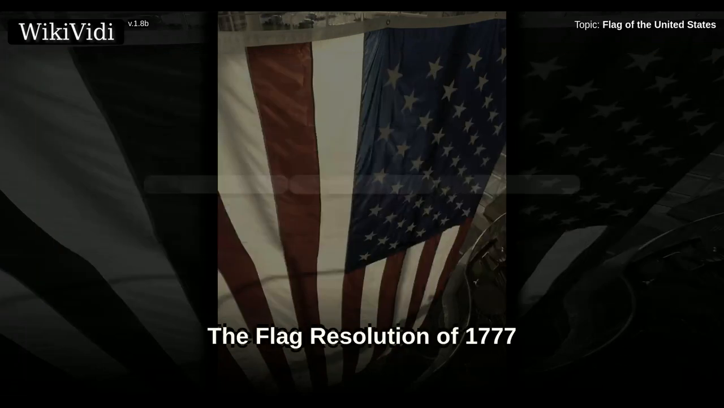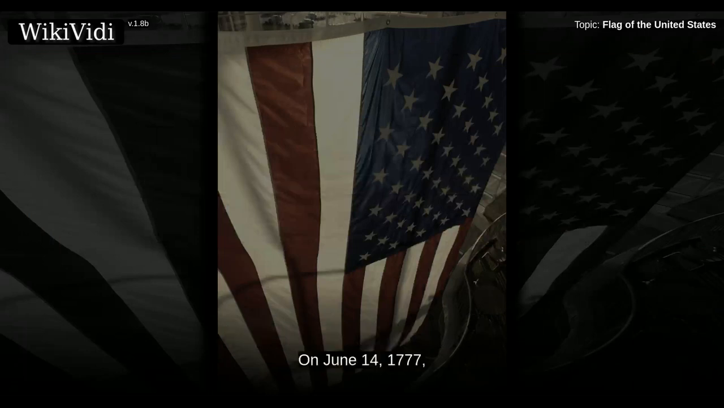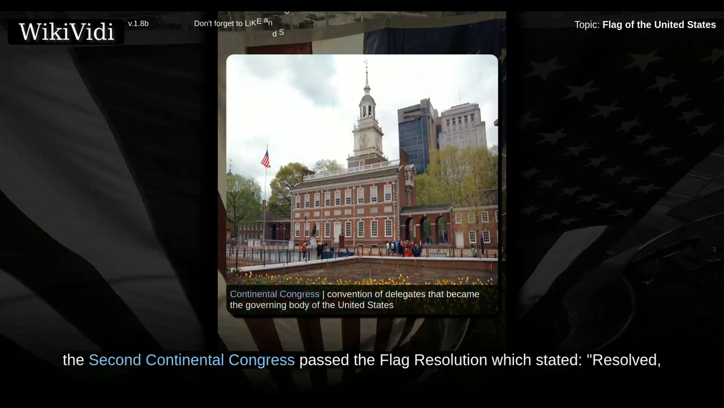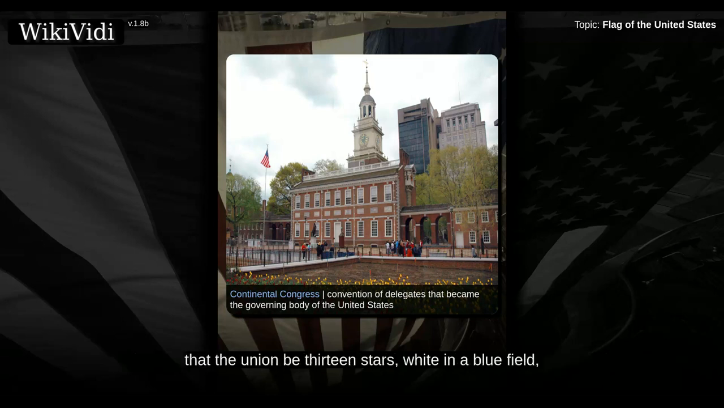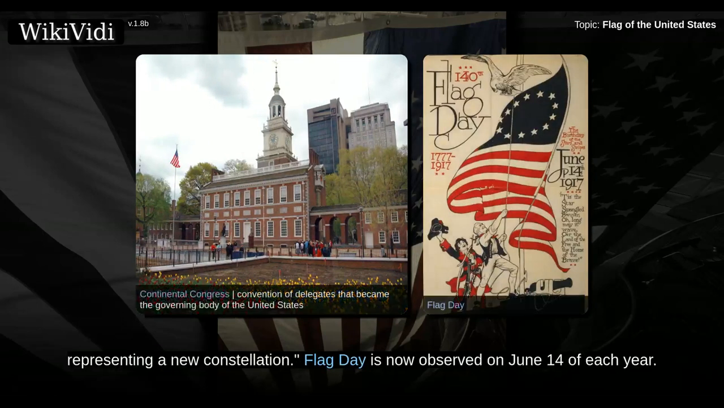The Flag Resolution of 1777. On June 14, 1777, the Second Continental Congress passed the Flag Resolution, which stated, "Resolved that the flag of the 13 United States be 13 stripes, alternate red and white, that the Union be 13 stars, white in a blue field, representing a new constellation." Flag Day is now observed on June 14th of each year.